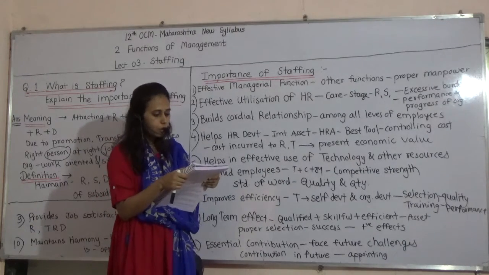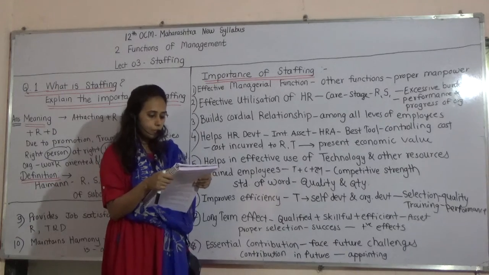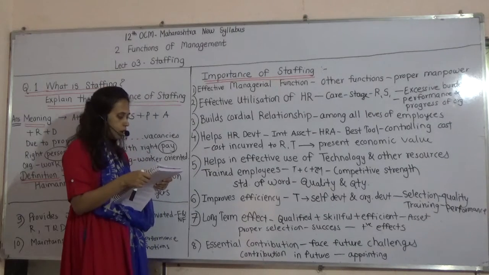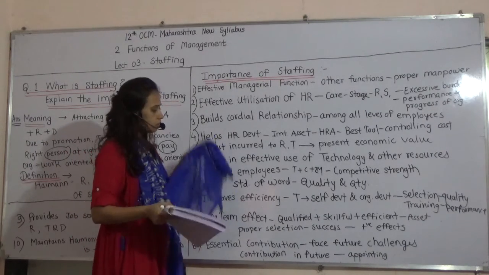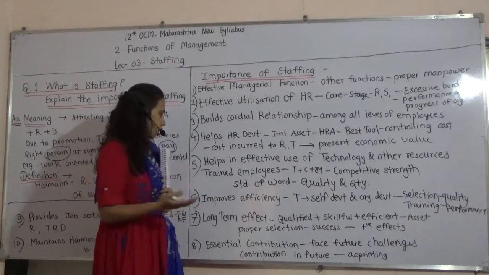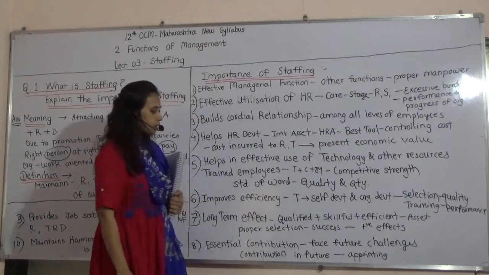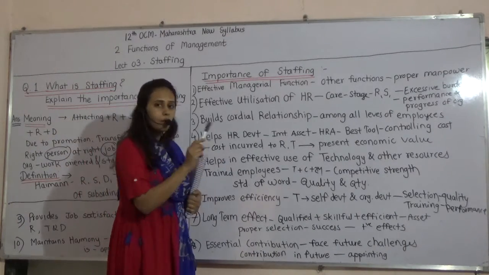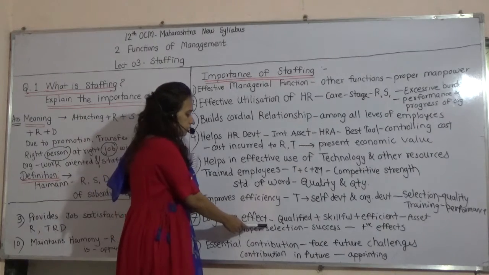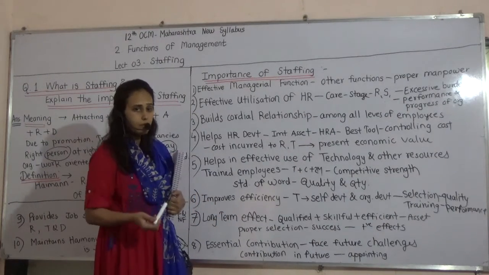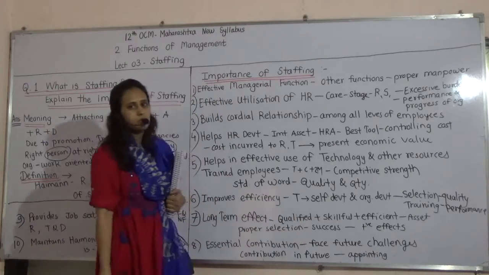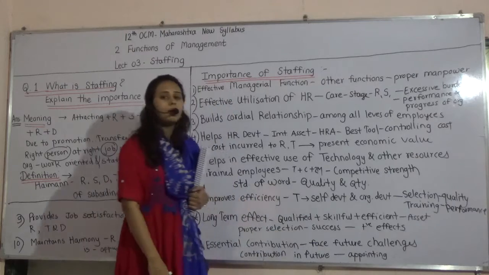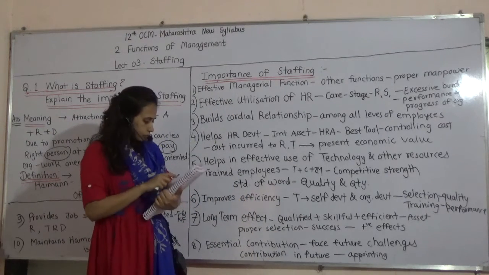Through proper selection, the organization gets quality employees. Through proper training, the performance level of employees can be improved. Next, long-term effect. Qualified, skillful, efficient staff is an asset to your organization. If your staff is eligible and efficient, it will result in success. The organization is able to get success only because of its staff, and it has long-term positive effects.